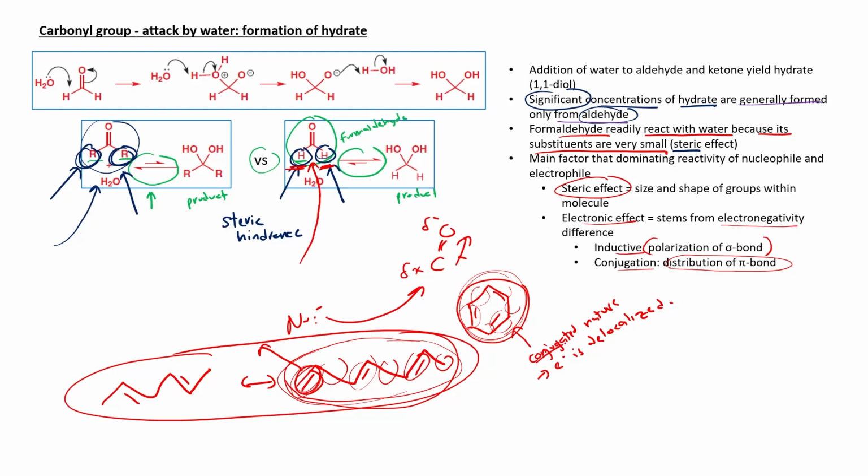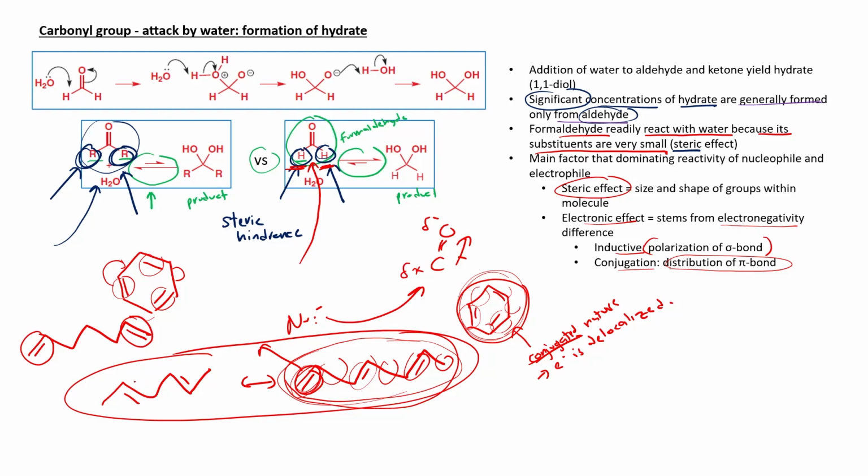So this conjugation only occurs when you have something like this: double bond, single bond, double bond, single bond, double bond, single bond. I mean, it's alternating. But this is not conjugation. If you see something like this and then something like this, it's not conjugation. This is just an actual double bond.